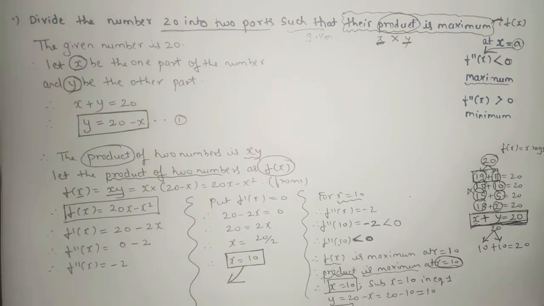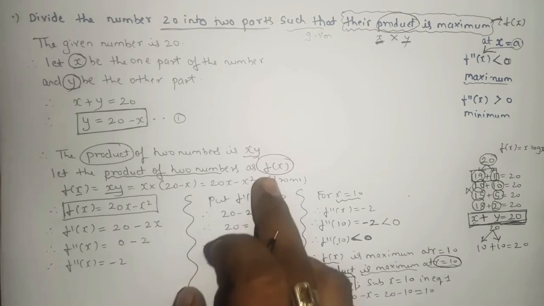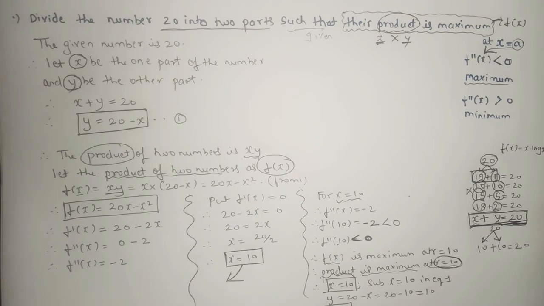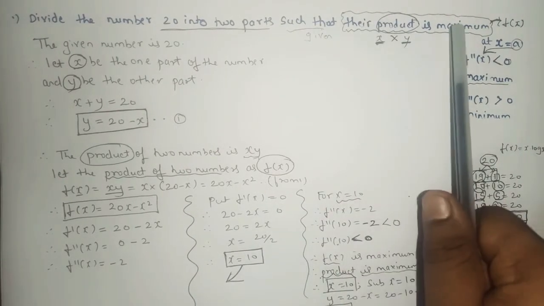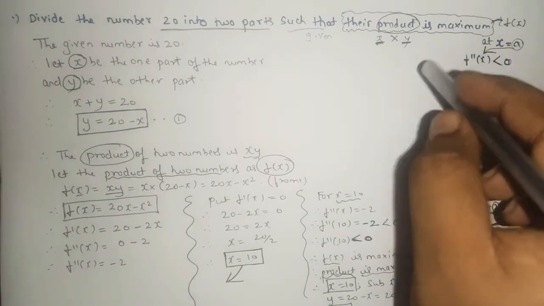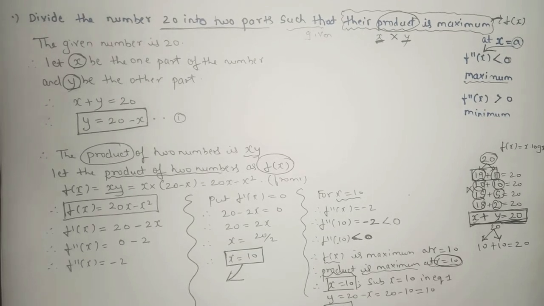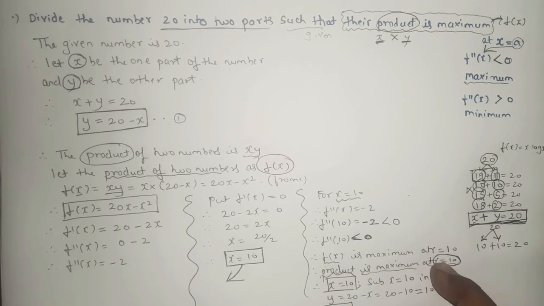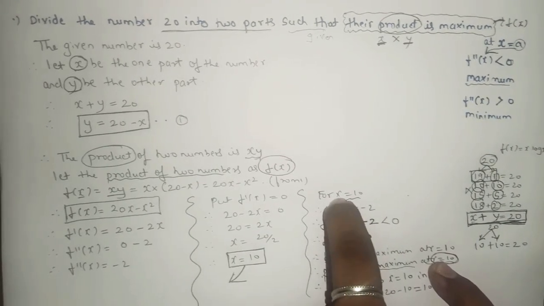As I told you, you have to read and understand the question, and it is very important to get f of x. Without knowing f of x, it will be difficult for us to solve the sum further, as it was clearly mentioned that the product has to be maximum. So after substituting the value of x in the second derivative test, the function has to be maximum. See at what value the function is maximum. Clearly, at x equals 10 the function is maximum.